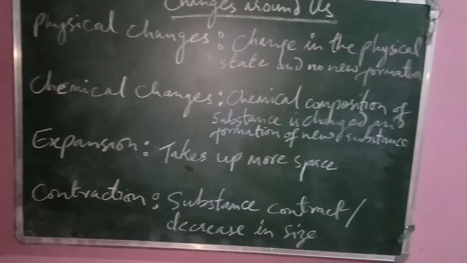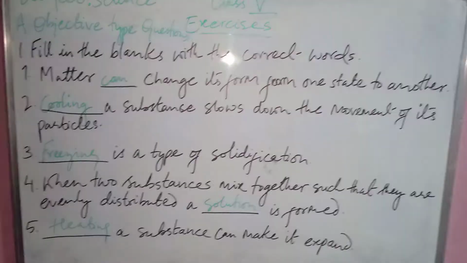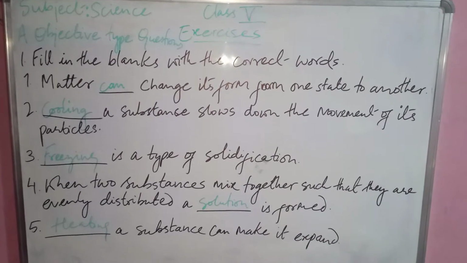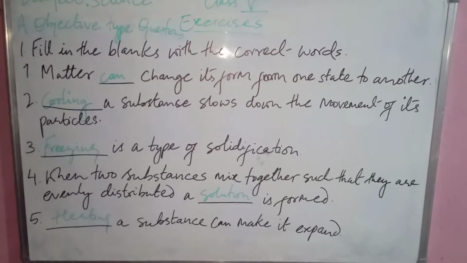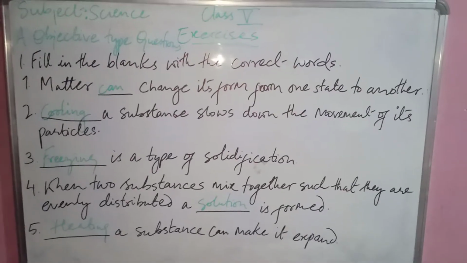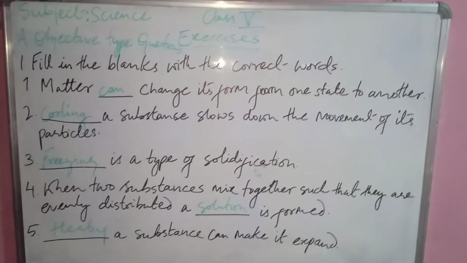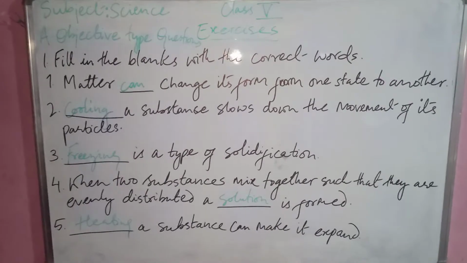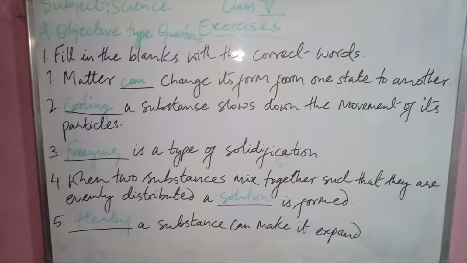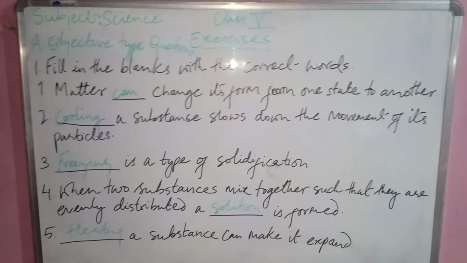So moving on, let's begin our exercises from page number 53. Let's start with fill in the blanks with the correct words. Question 1. Matter dash changes its form from one state to another. We have can or cannot. So matter can change its form from one state to another. Question 2. Dash a substance slows down the movement of its particles. The options are heating or cooling. So cooling is the right answer.